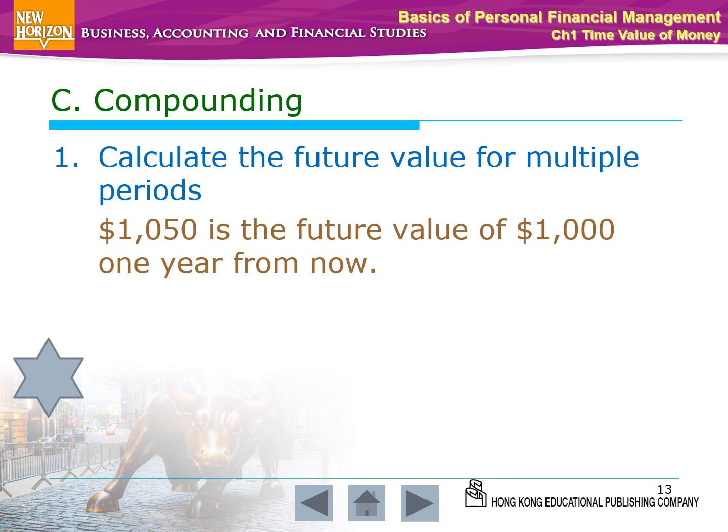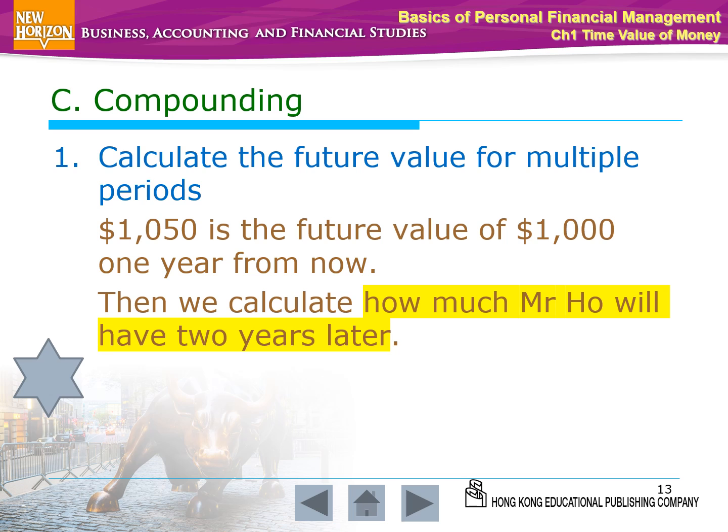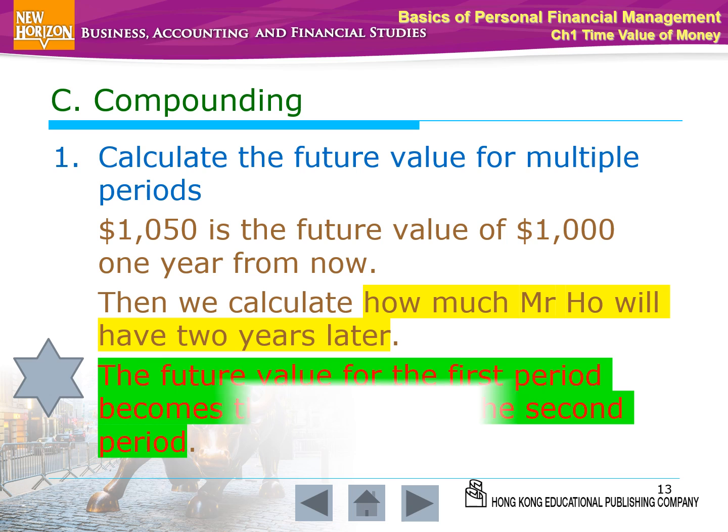So the first part, I've mentioned it. The second sentence, we calculate how much Mr. Ho will have in 2 years' time. The future value for the first period, in green, becomes the principal for the second period. Please remember it as a tool for you to answer questions.